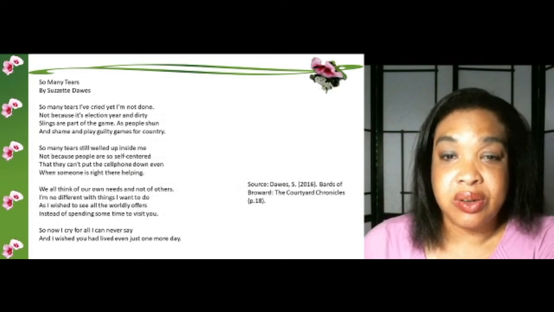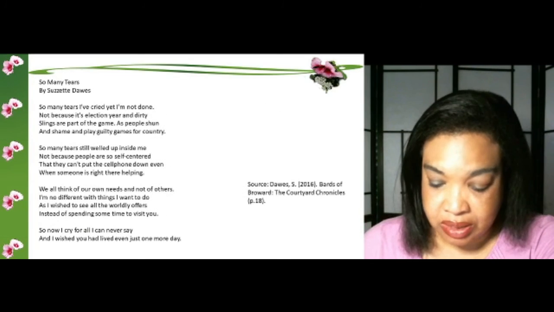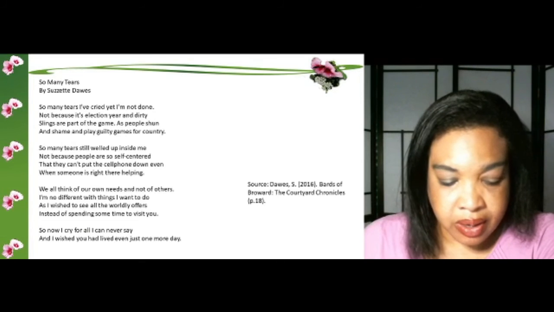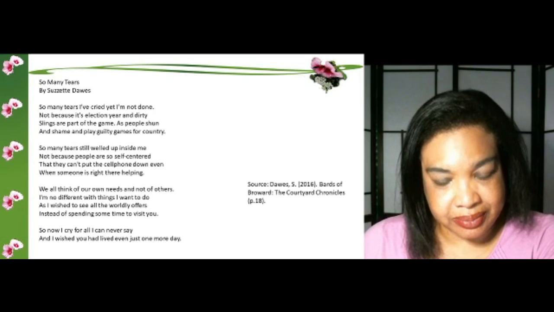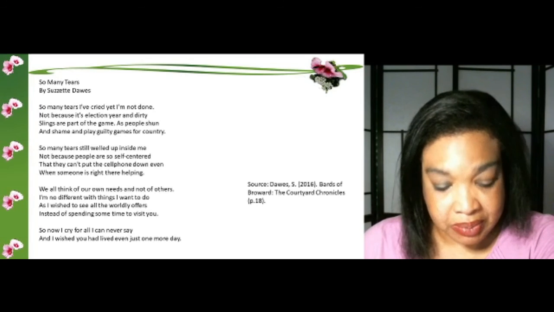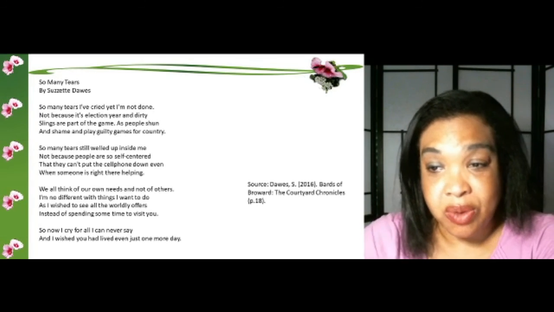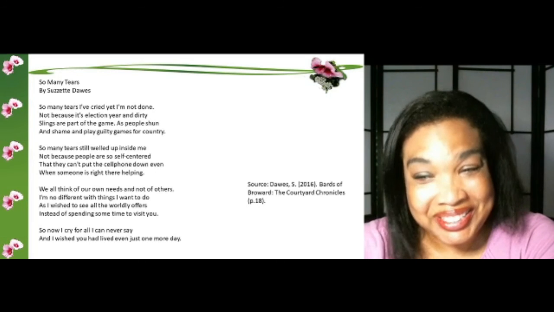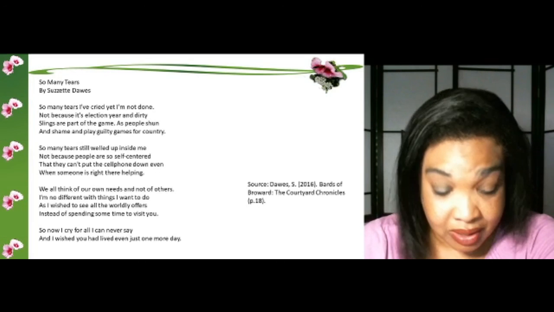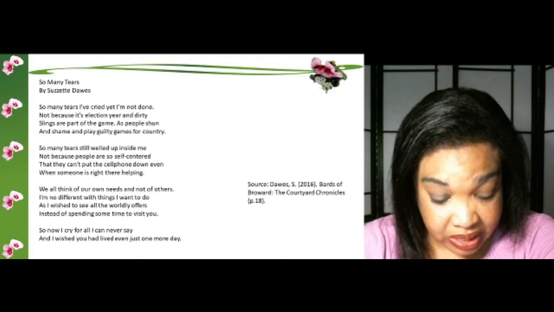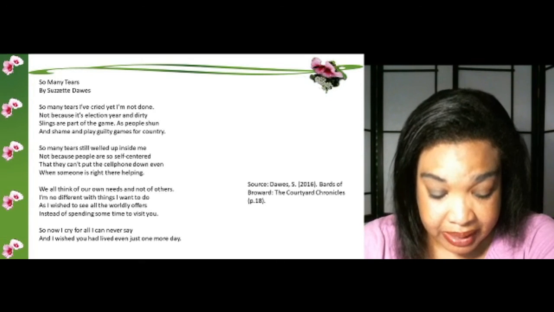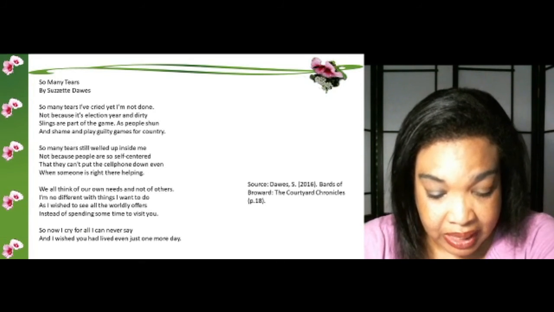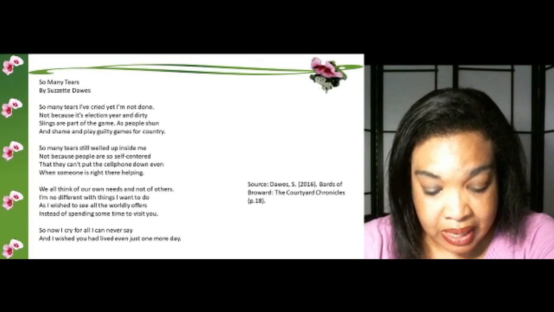I actually wrote in the form of a sonnet. And it's in Bards of Broward, the Courtyard Chronicles. And it's called So Many Tears. Now, before I read it, I'm going to analyze it. What form do you think I'm writing in? Yes, the English form, because I'm using the quatrains. I have three quatrains, and then I have the couplet at the end where I rhyme the same day. And I use A, B, A, B.